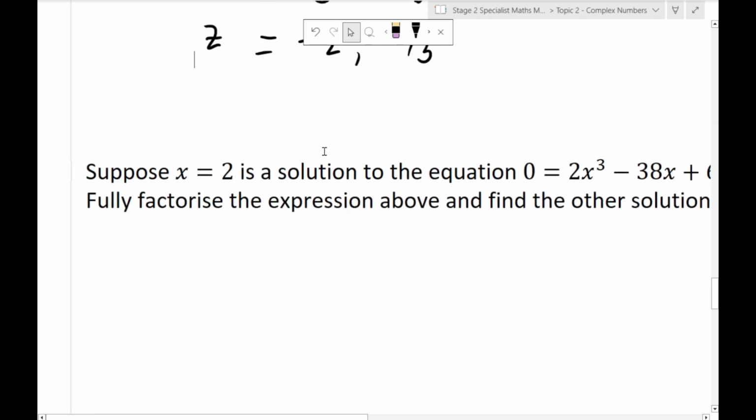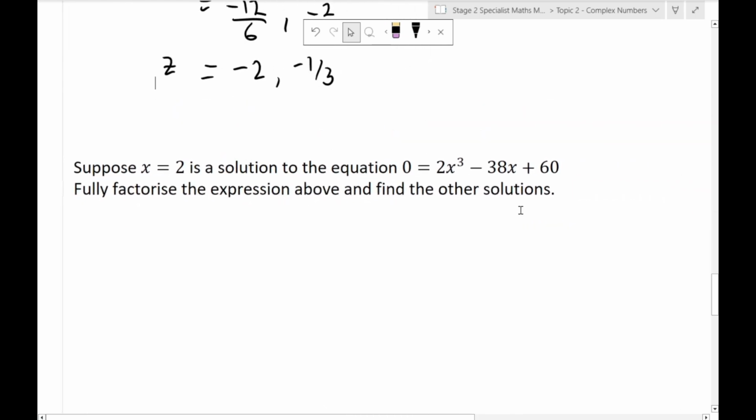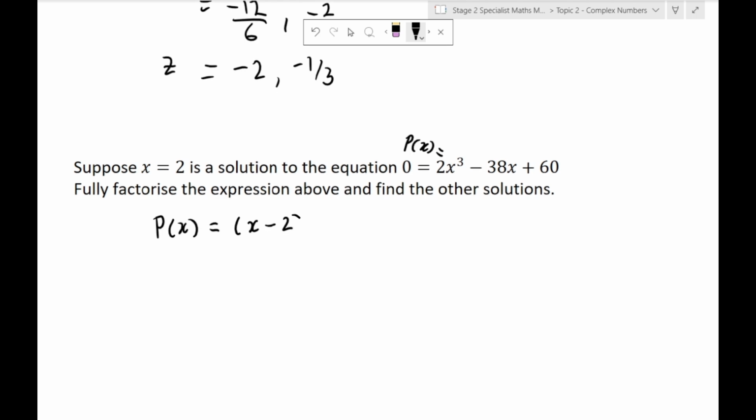Now, we could have cubics like this, and this is where the polynomial equality stuff comes in. So I'm telling you what one of the solutions is, and I also have that equation here. Let's give this polynomial the name p of x. If p of x has a factor of (x - 2), that means p of x is going to look like (x - 2) times something. And that other something is going to be quadratic. Let's call it ax squared plus bx plus c.